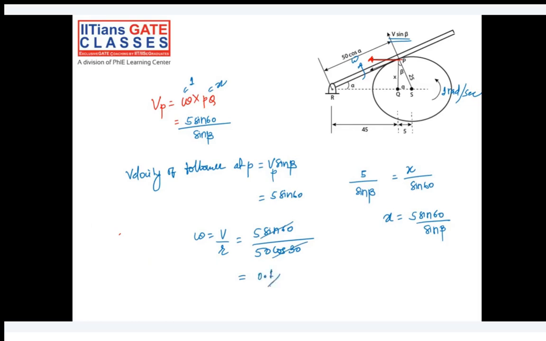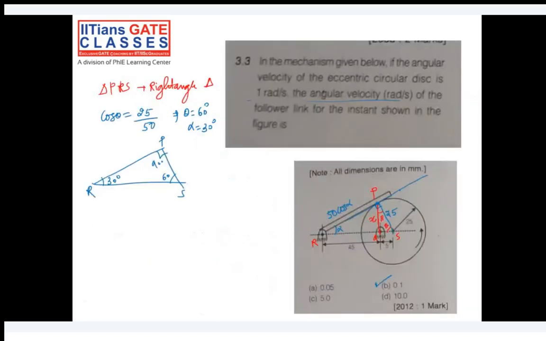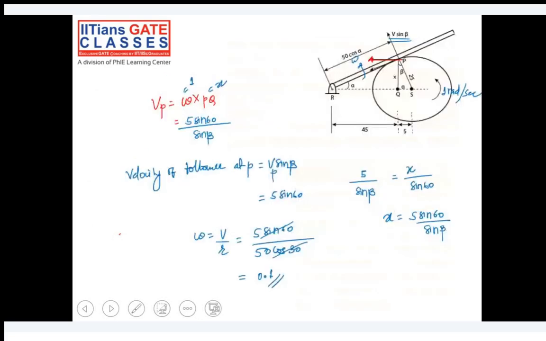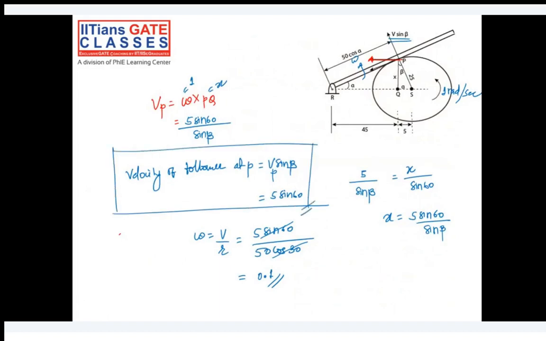Okay, so hence option B is correct in this case. Sean, no, 0.25 is incorrect. Maybe you have missed this particular step, the velocity of the follower. Just check it once. Yeah. Is it clear to you? Can I move towards the next question?